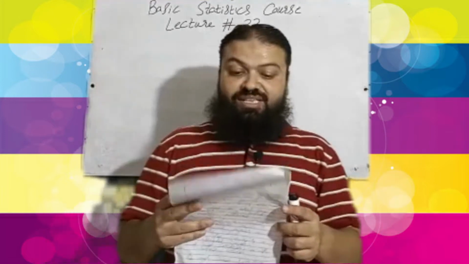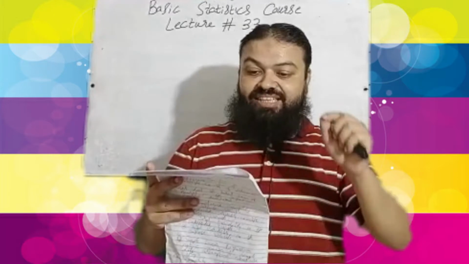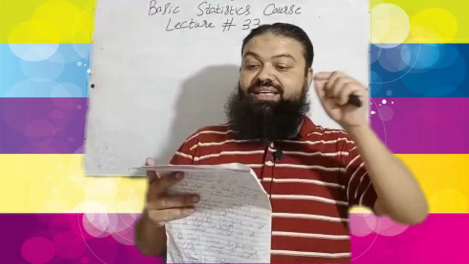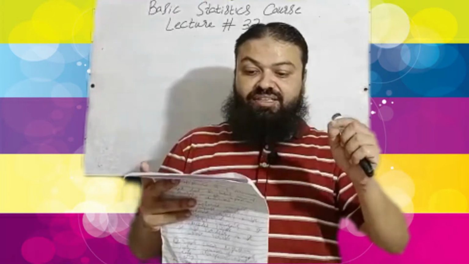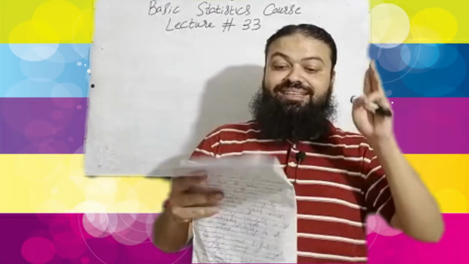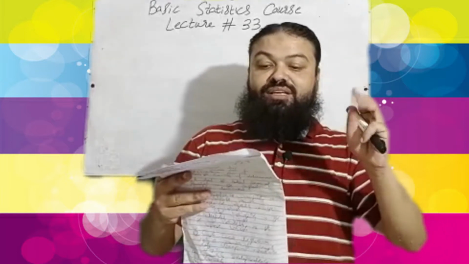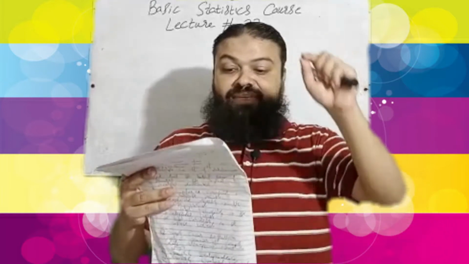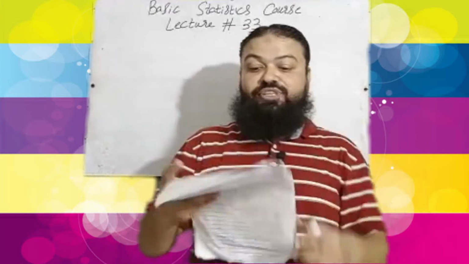Question number 3. The least square estimate of sigma square in linear model is A, error sum of squares. B, total variance of observations. No, incorrect. C, error mean square. Yes, that is the correct one. Mean square error will be the correct option.